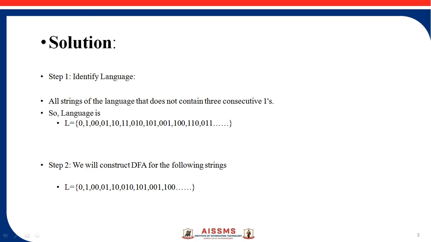So our first step is to draw a language which can be accepted only through strings that do not have three consecutive ones. This language can have strings such as 0, 1, 0, 0, 0, 1, 1, 0 and so on. And in step 2, we have to construct a DFA for this language.